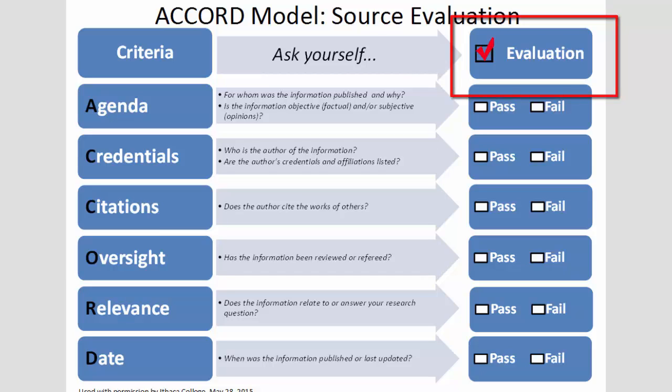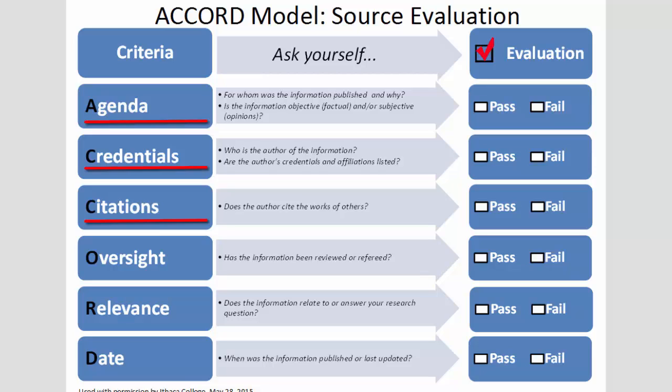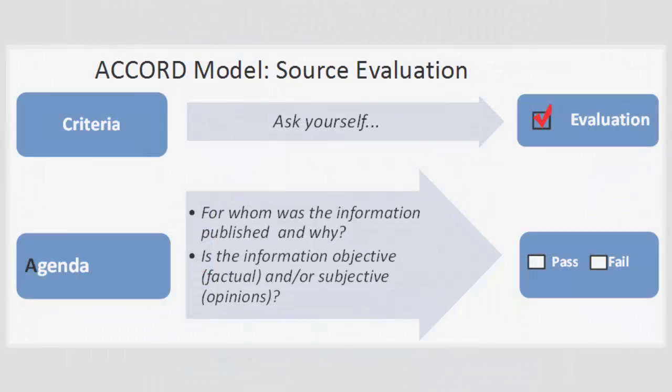The Accord model examines the following criteria: the agenda, credentials, citations, oversight, relevance, and date of the material. Let's walk through each criterion in more detail. First, you evaluate the source based on its agenda. Information is created for different purposes, like advertising, entertainment, or research. Ask yourself, for whom was the information published and why? Is the information objective, factual, or subjective, opinion-based?